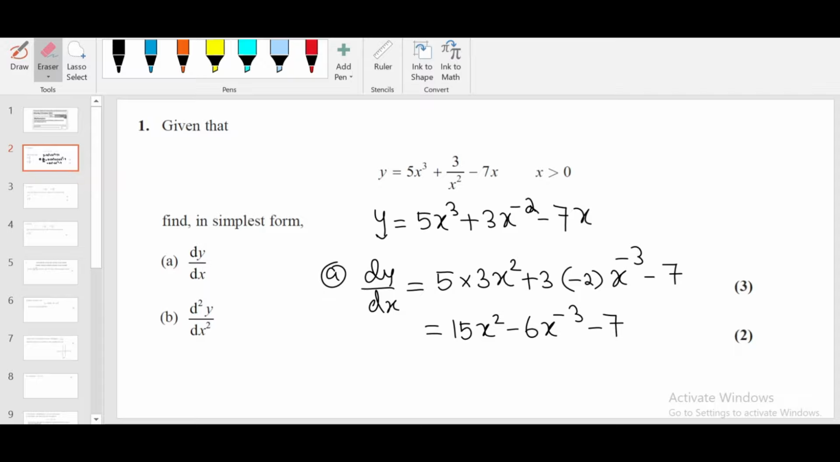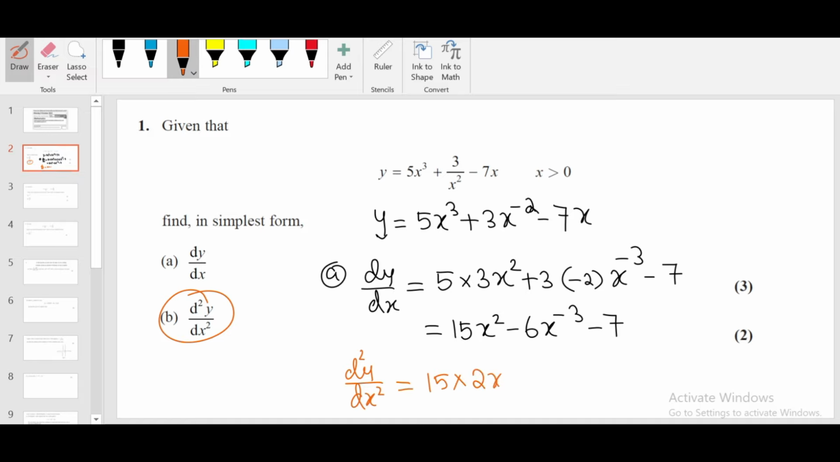That's dy by dx. Now the second derivative, d squared y by dx squared, is equal to 15 times x squared becomes 2x, minus 6 minus 3x power minus 3 minus 1, and 7 becomes 0. So it's basically 30x plus 18x power minus 4, or you can write it as 18 over x power positive 4. That's it. Easy 5-mark question. You just need to know how to differentiate the function. I'm going to move on to question number 2 now.